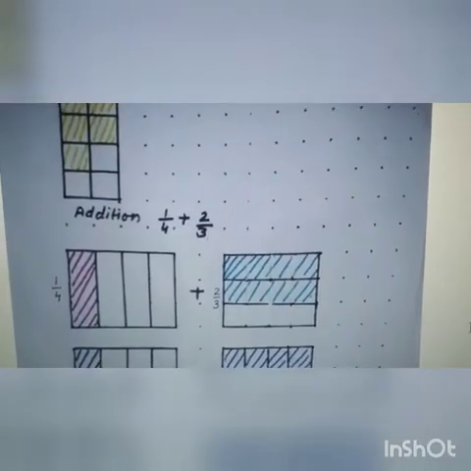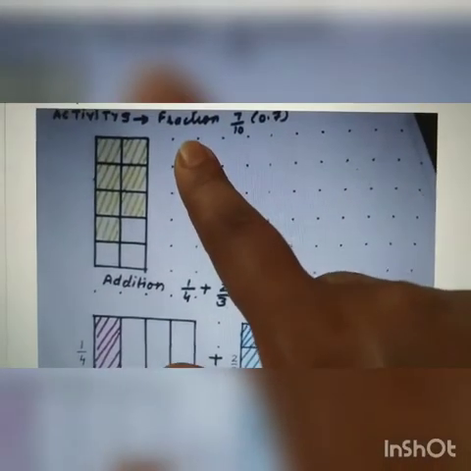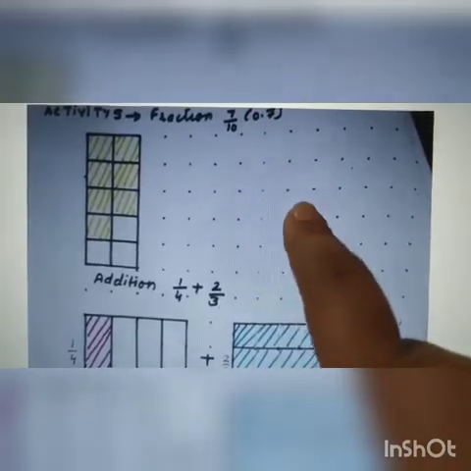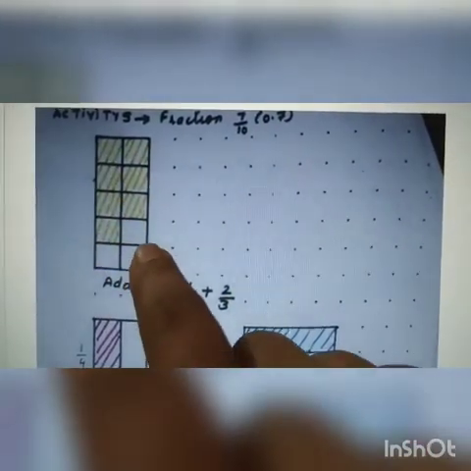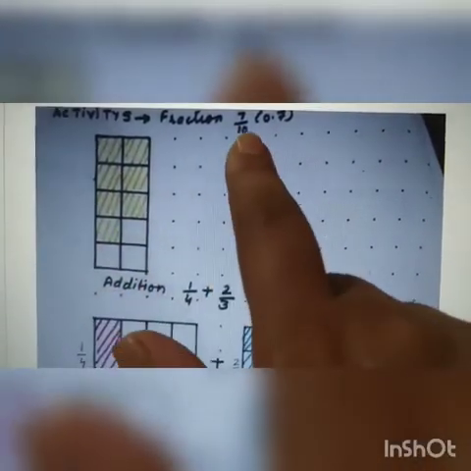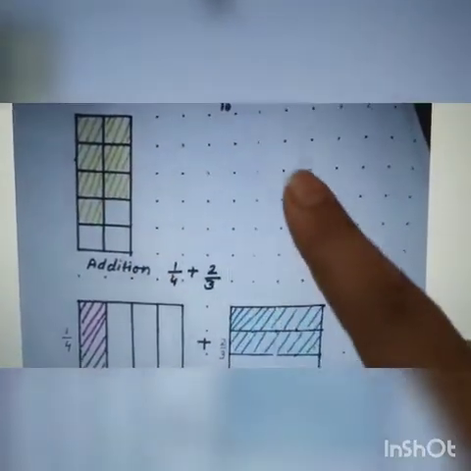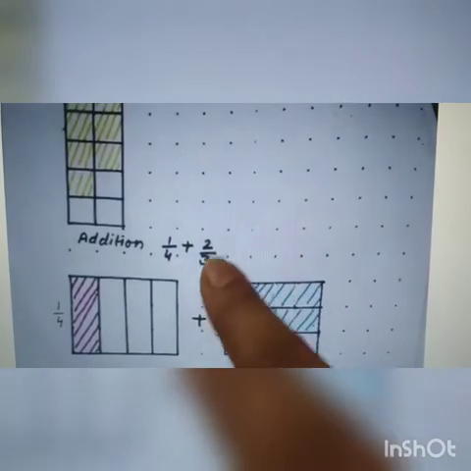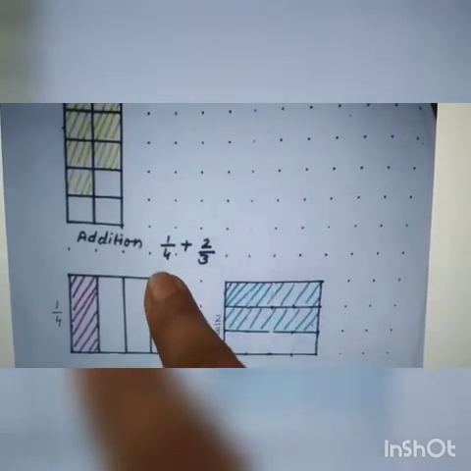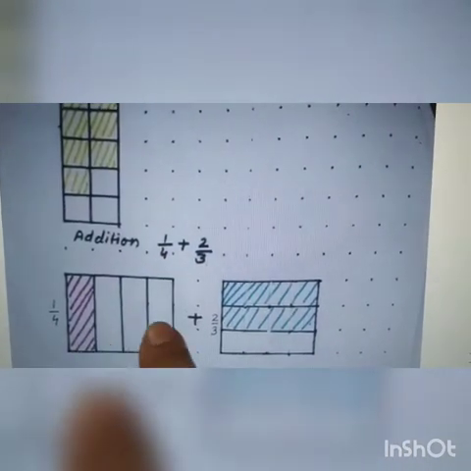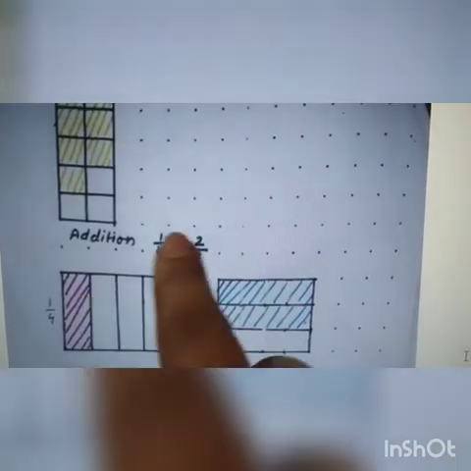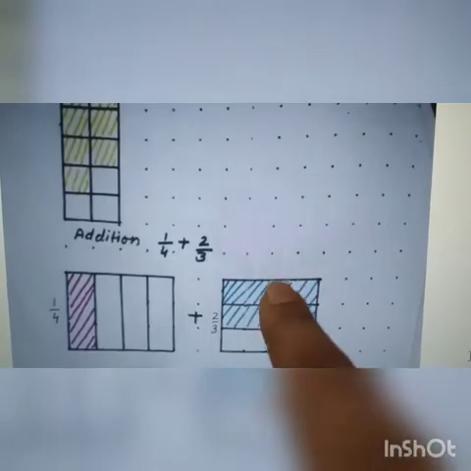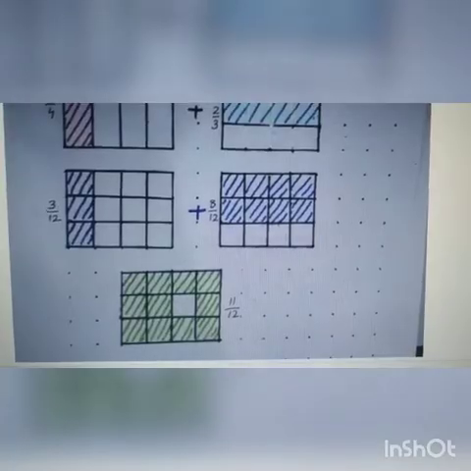Next is how you can represent the fraction 7 by 10, or you can say 0.7, on this dot paper. First of all, divide it into 10 parts and then you have to shade only 7 parts. Okay. Now let us see an example of how you can add 1 by 4 and 2 by 3. How you can represent 1 by 4 like this. In 4 parts you have to divide and color only 1 part. 2 by 3 you have to divide into 3 parts and color 2 parts.